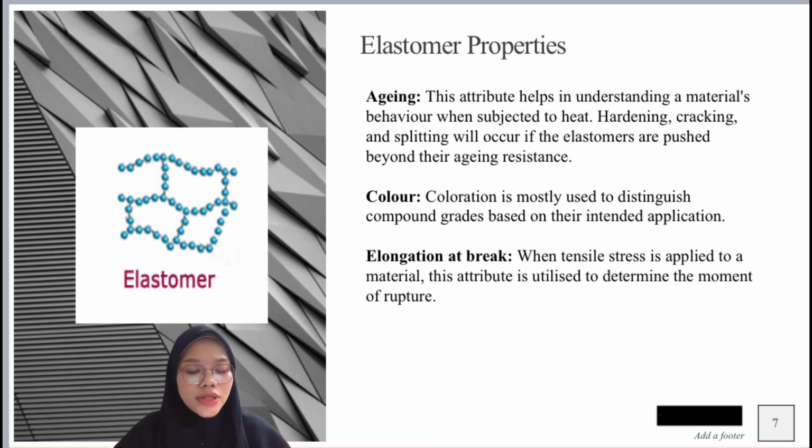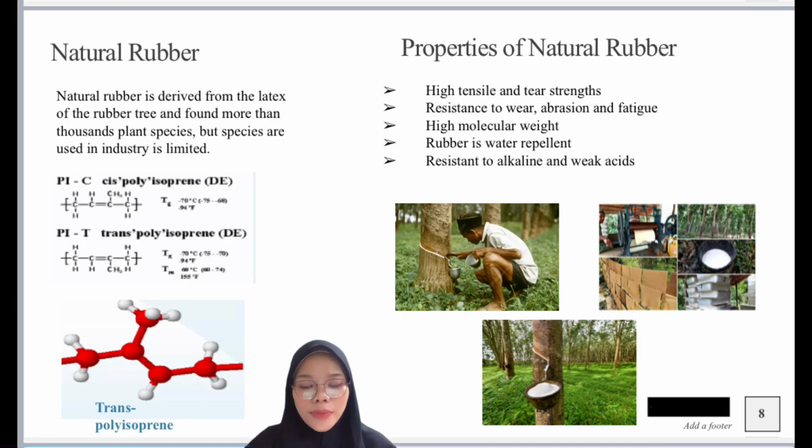Color. Coloration is mostly used to distinguish compound grades based on their intended application. For elongation at break, when tensile stress is applied to a material, this attribute is utilized to determine the moment of rupture.